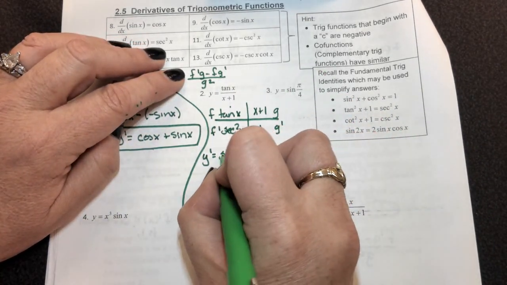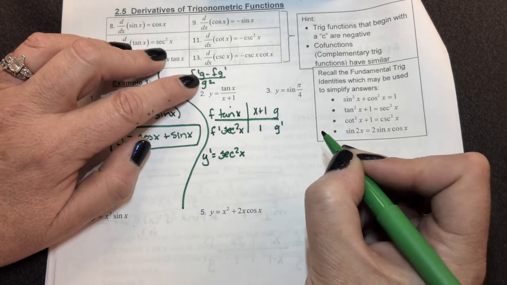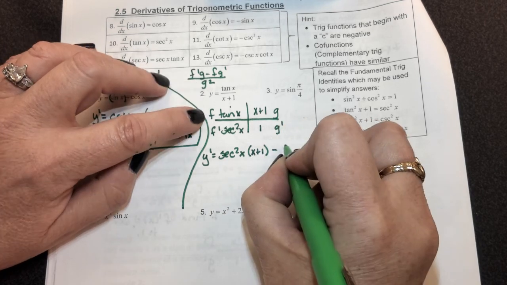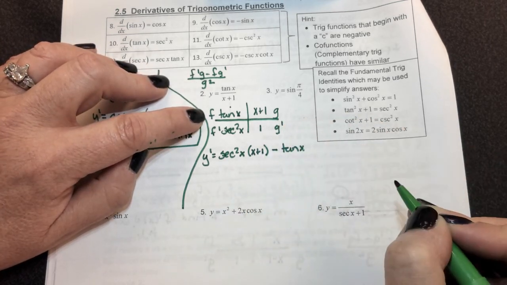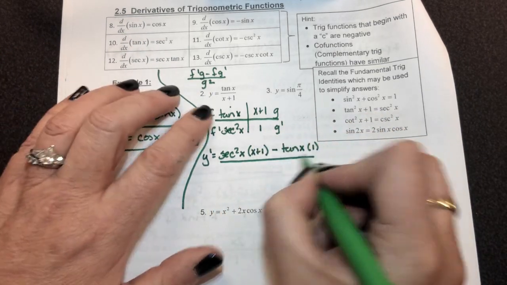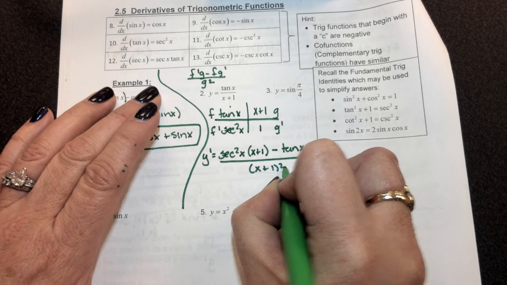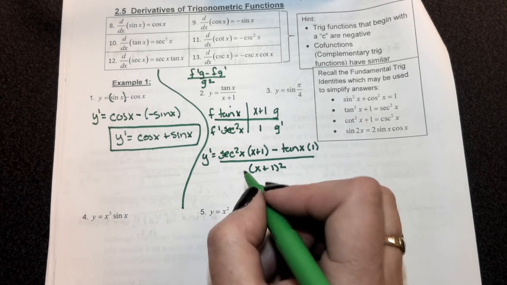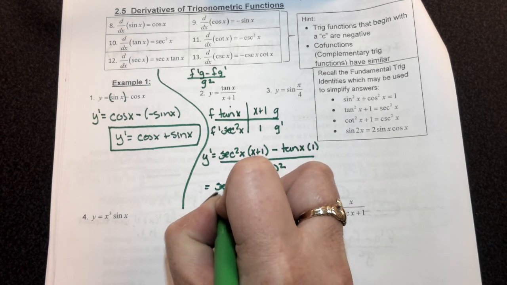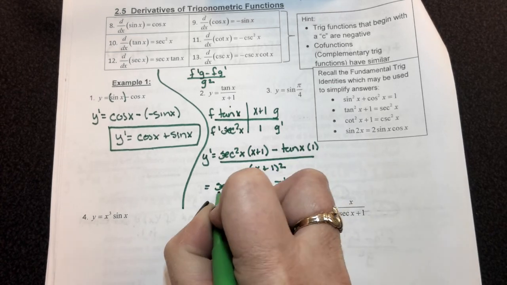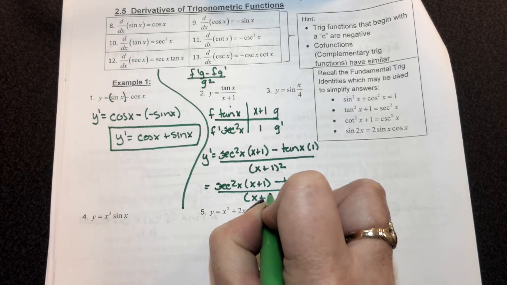So f prime is secant squared times g, which is x plus 1, minus f, which is tangent of x, times g prime, which is a 1, all over your denominator squared, so that would be your x plus 1 to the second. So when I clean this up, I'll end up with secant squared of x times x plus 1 minus tangent of x all over x plus 1 to the second.